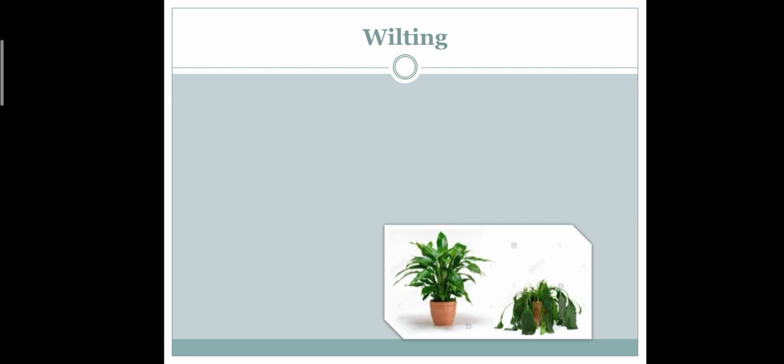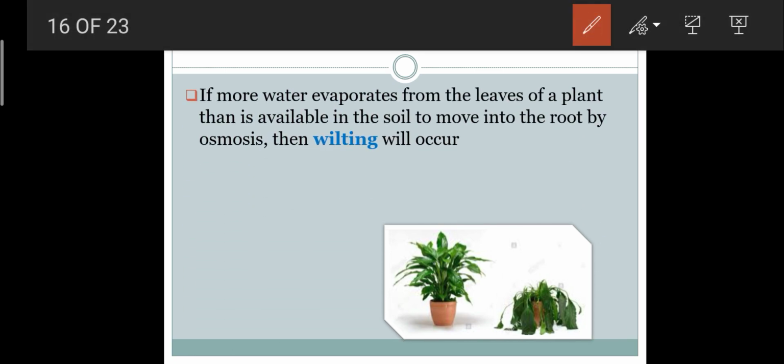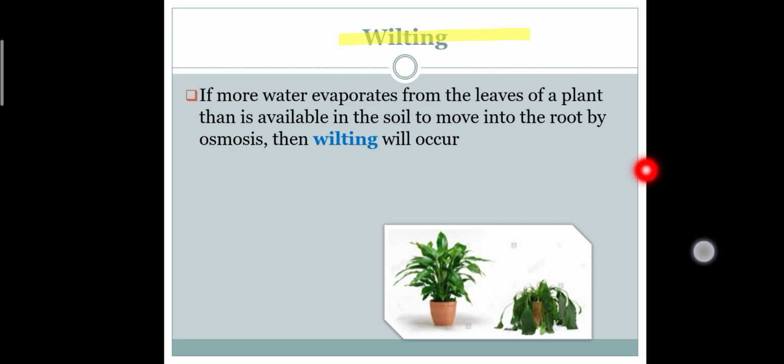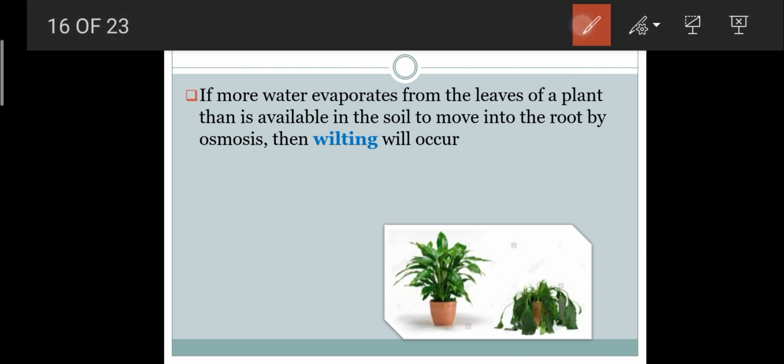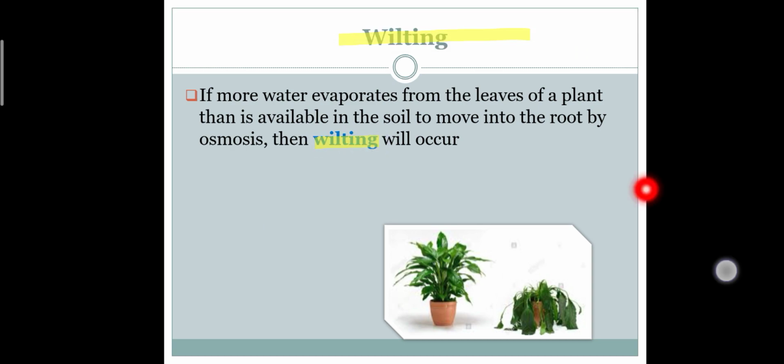Now we will describe a phenomenon which is known as wilting. So we will discuss wilting. What is wilting? If more water evaporates from the leaves of a plant than is available in the soil to move into the roots by osmosis, this phenomenon is known as wilting. So wilting is a phenomenon when more water evaporates from the leaves of a plant than is available in the soil to move into the roots by osmosis.